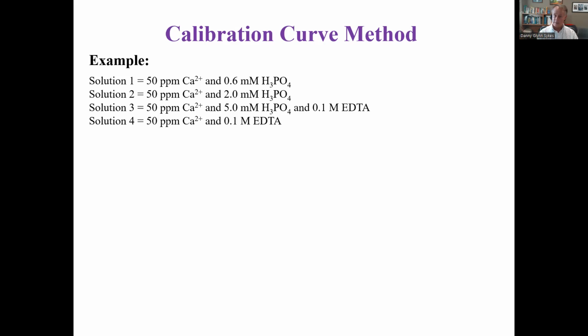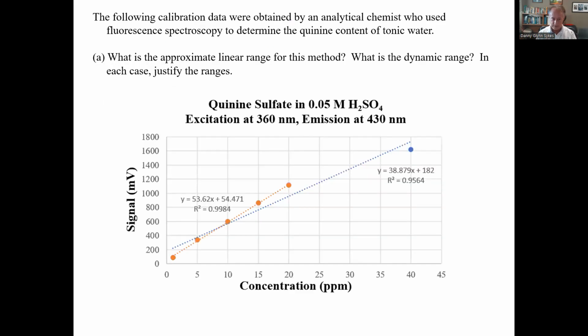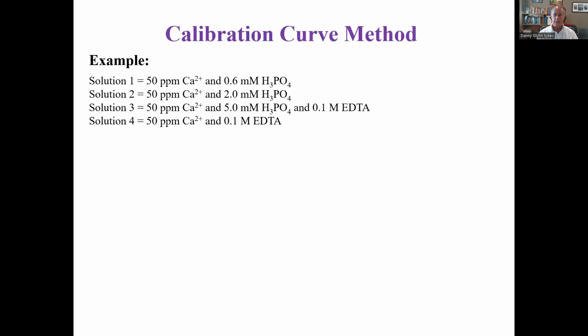So I should expect that I'll get the same signal, right? No matter which solution, if I have 50 ppm, I should have the same signal. That's what my standards tell me for external calibration. But what I find is that I don't. Each of these solutions gives me a different absorbance value or signal associated with calcium.